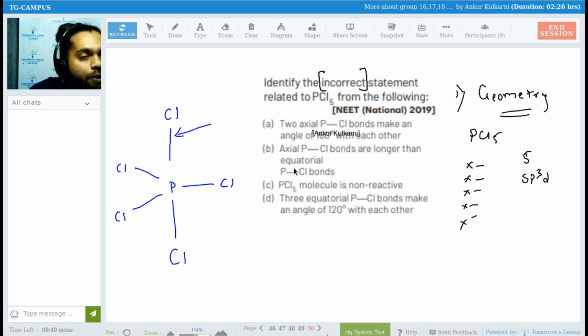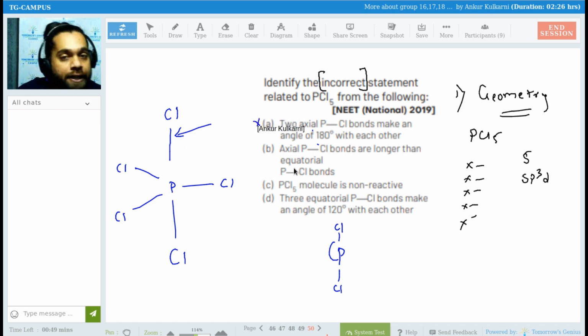So what is it saying? Two axial PCl bonds. Yes, we have two axial PCl bonds. They are at an angle of 180. Correct? Yes, Arjuna, this is nothing but 180. So this is a correct statement, but the incorrect answer. Hence PCl axial bonds are longer than the equatorial bonds. Yes, remember this. Write it down over there in the TBP. That is why we draw the axial bond first. Axial PCl bonds are larger than the equatorial bonds.